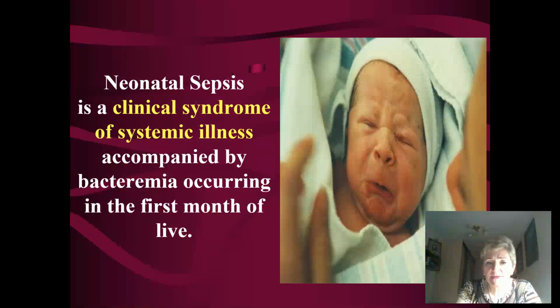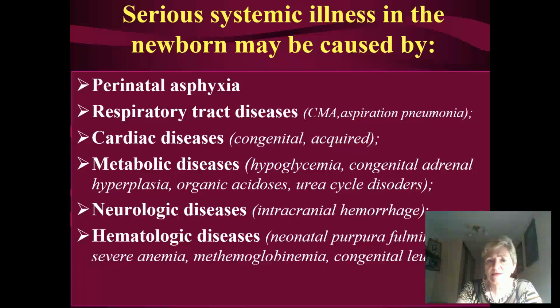Neonatal sepsis is a clinical syndrome of systemic illness accompanied by bacteremia occurring in the first months of life. What does clinical syndrome of systemic illness mean? A serious systemic illness in the neonatal period may be caused by perinatal asphyxia. I think you remember the last lecture about severe asphyxia. Next, respiratory tract disorders, for example meconium aspiration syndrome, severe aspiration pneumonia.